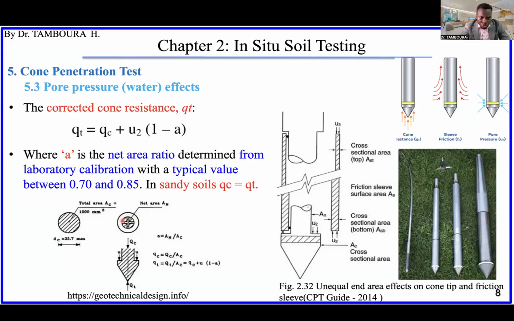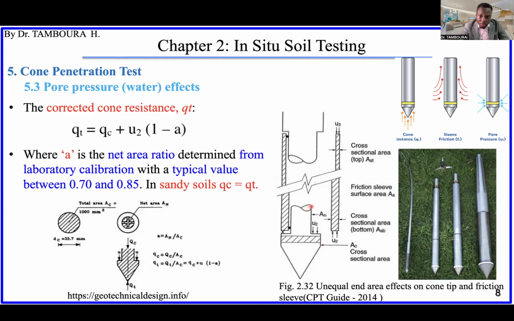Okay? The small area is the area of this part. Okay, so you can imagine this. We have the cross-sectional area. We will call this one the total area, which is here. That is when you see the cone from down.